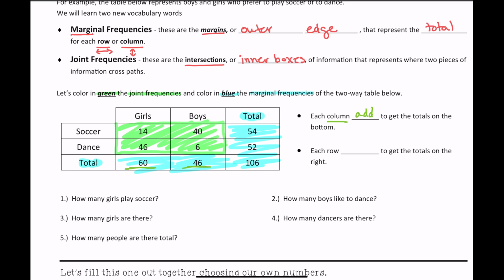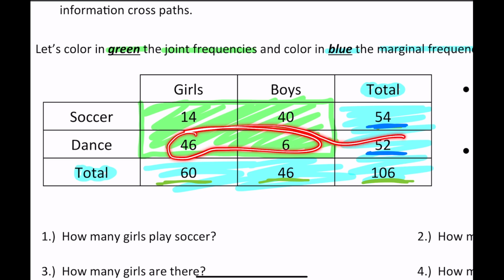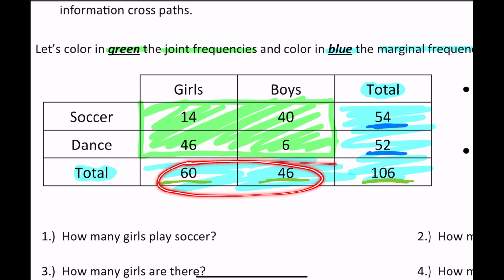And then for each row, we are also going to add to get the totals. So this is a bottom too, my bad. To get the totals, oops, let's do that in blue. Okay, because look at this. 14 plus 40 makes 54. 46 and 6 makes 52. 60 and 46 makes 106.